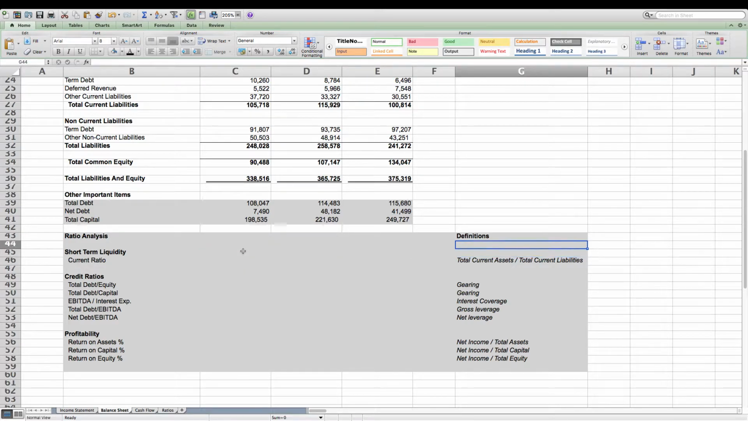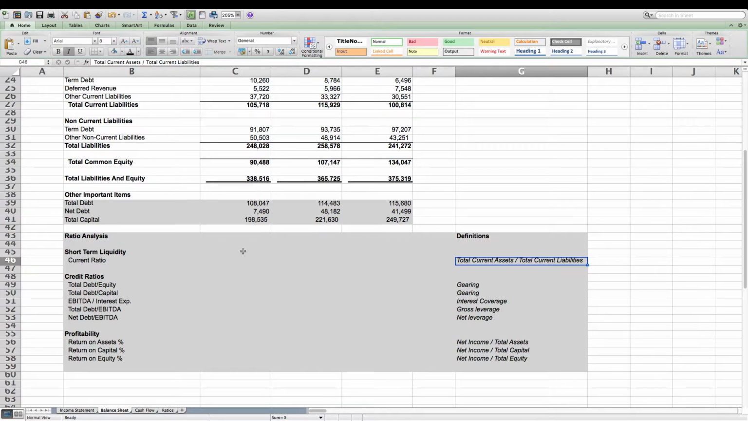I've added a little tab here, or a column with definitions of all the key ratios that we will be calculating. The current ratio is effectively the value of all of a company's current assets, and we divide that by the total current liabilities. So if you think about it intuitively, what this number is telling us, from a liquidity perspective, is whether the value of all the current assets that Apple has is more than the amount that it owes to its investors.